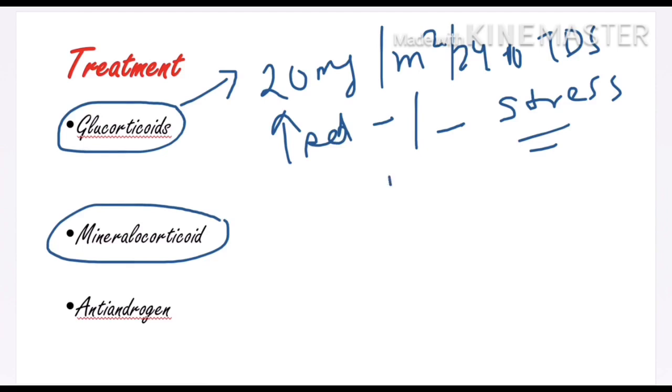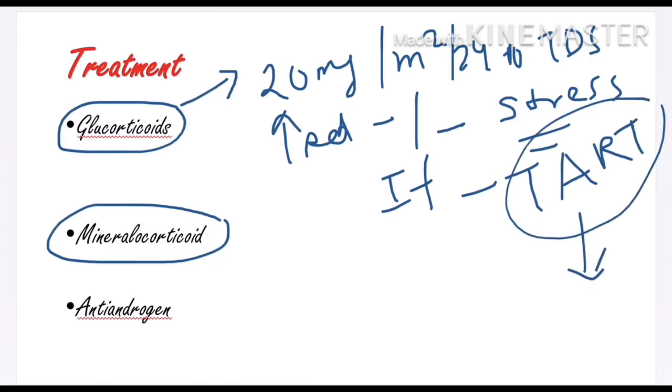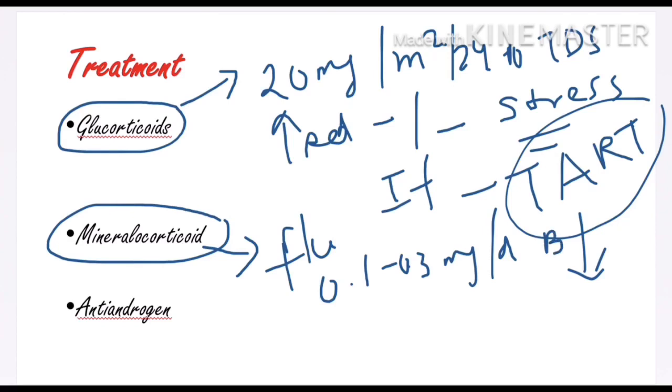If you treat inadequately, this child may develop TART. So what is the full form of TART? You can give me in comment. Okay, now the child is having mineralocorticoid deficiency, so give fludrocortisone at a dose of 0.1 to 0.3 milligram per day in 2 divided doses. The child also requires sodium supplementation.